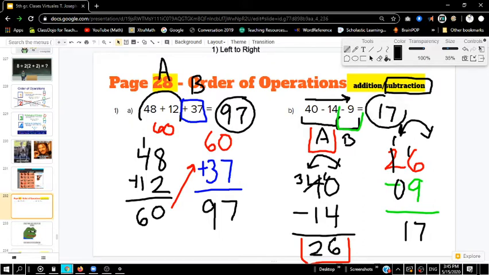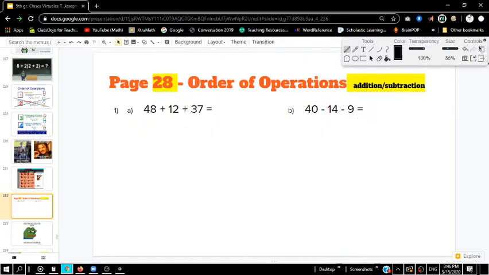Okay? Again, we started with 40 minus 14, and then we subtracted 9. That's how we got our final answer. Let's do some more problems. Let's go to the next problem, which is letter C.